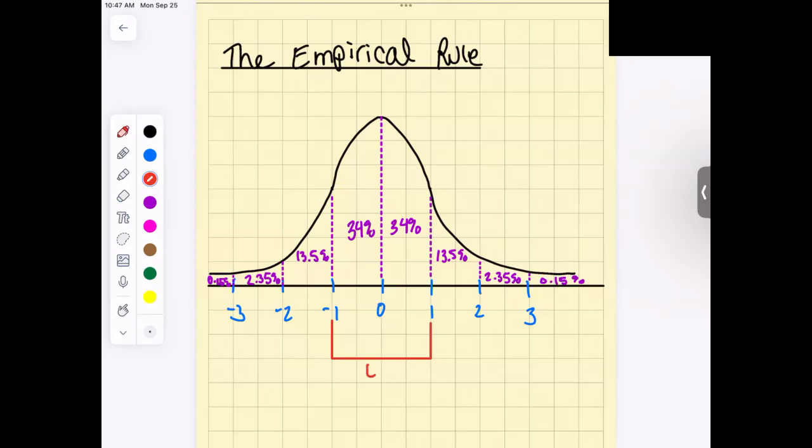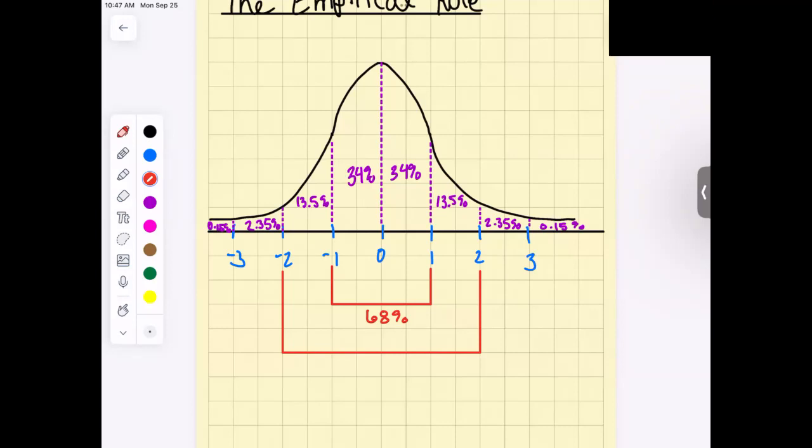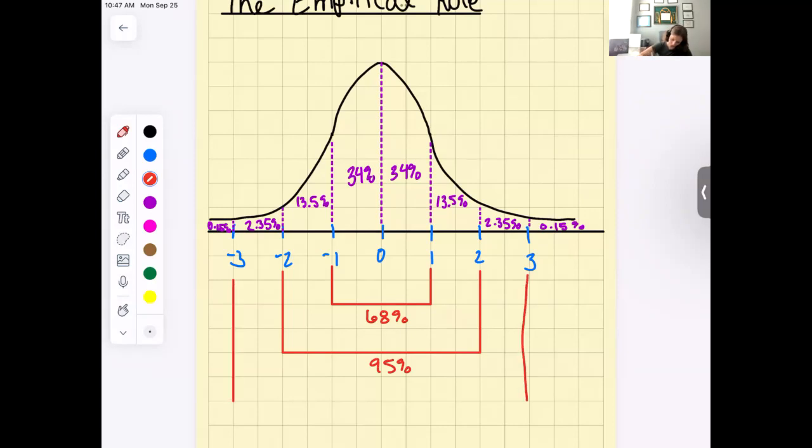68%. Very good, Alan, 68%. And then let's say I wanted to know how much area was under the curve between z is negative 2 and z is positive 2. What would I get? 95%. Yes, 95%. And then what about between negative 3 and positive 3?